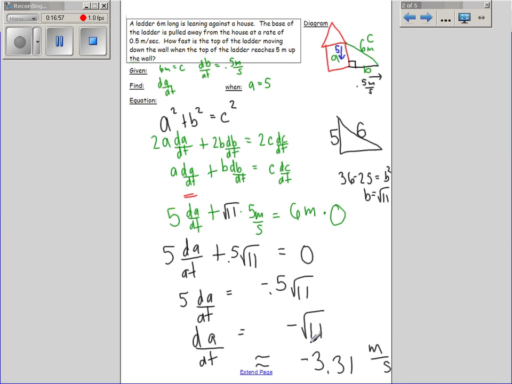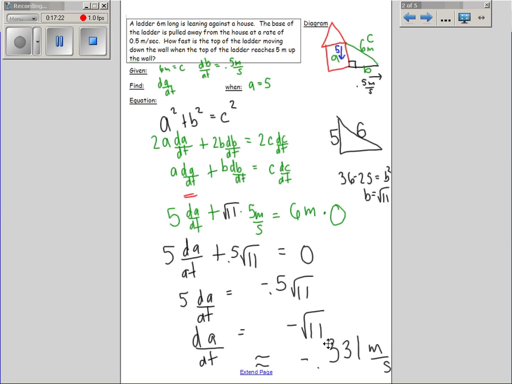And we are going to end up with 0.331, not 3.31. I apologize, I can't read my own writing here. 0.331. But it is still negative. It is going to be decreasing. The side length is getting smaller.